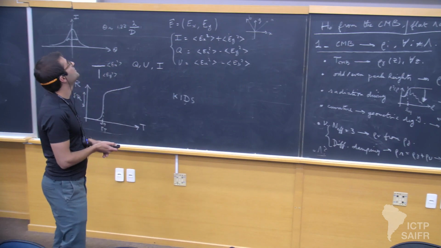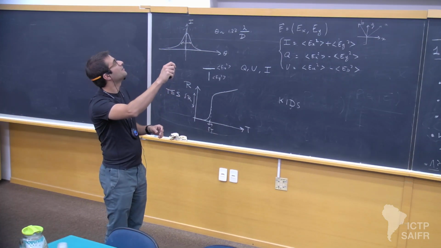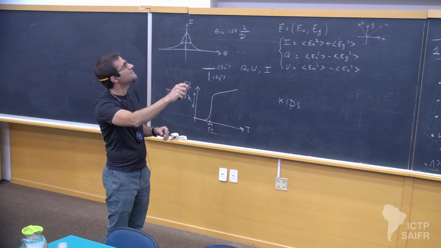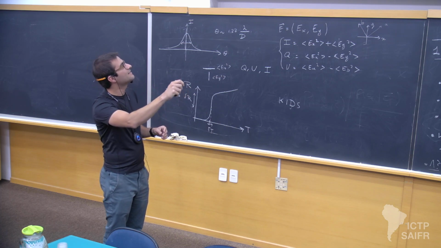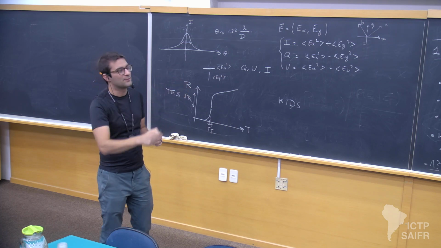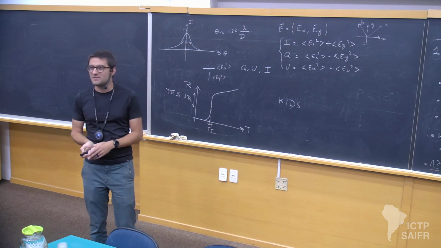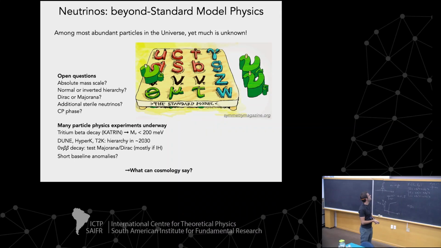So neutrinos are some of the most abundant particles in the universe. They're the second most abundant particles after photons. And yet there's very much we don't know about them. The reason we know so little about them is because their mass is very small and their interaction is very weak. It is the weak interaction. And for this reason, there are a number of open questions in neutrino physics.